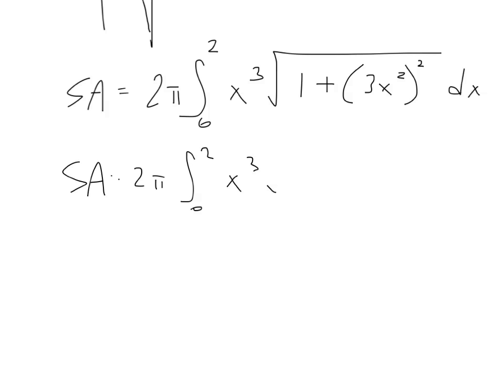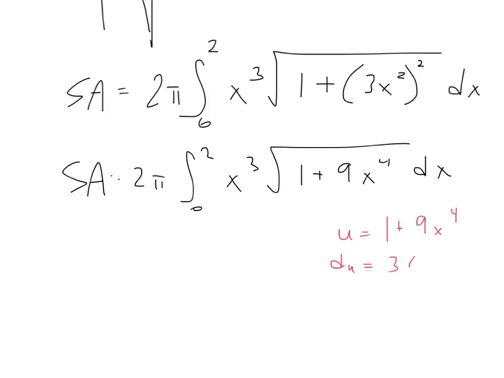Turns out it's really not bad at all, because this ends up being 9x to the 4th inside, which should be really simple for you to do. If you can't do that one, pause and think about it for a minute, because I assure you can. It's really straightforward. For this integral, we just need to do a u substitution. u is 1 plus 9x to the 4th. That means my du is 36x cubed dx. So then, as we're used to doing, dx equals du over 36x cubed.